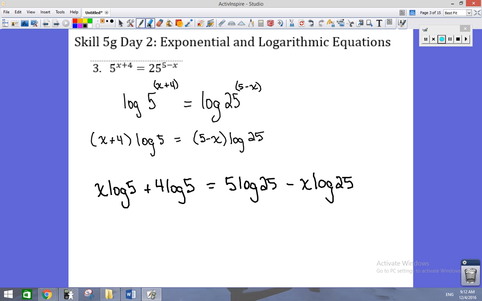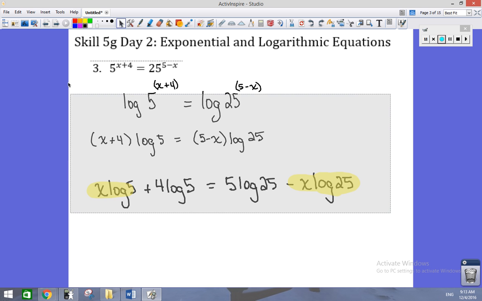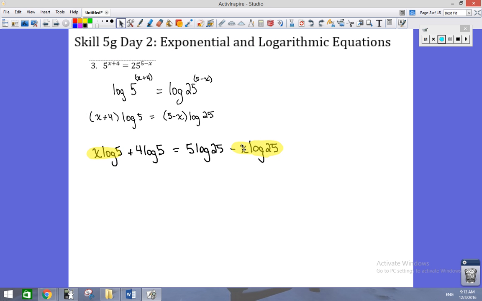All right, so the two terms that I have of interest are the ones that contain my variable. So I need to get those terms on the same side of the equation and these constant terms together on the other side of the equation. So I'm going to leave the x log 5 where it is and add x log 25 to each side, because the opposite of subtraction is to add. So I've got x times the log of 5 plus x times the log of 25. And so now the two terms that have my variable are on the same side of the equation. And I subtract 4 times the log of 5 over here.